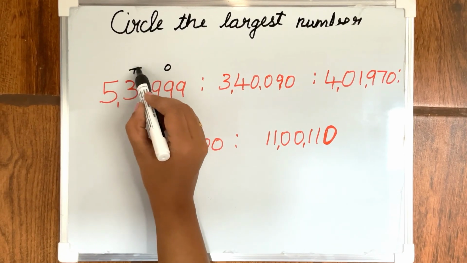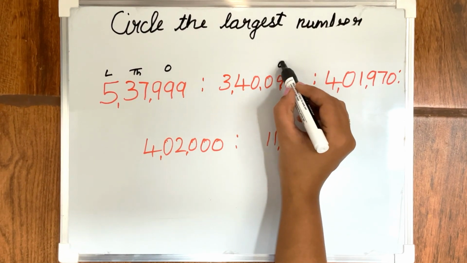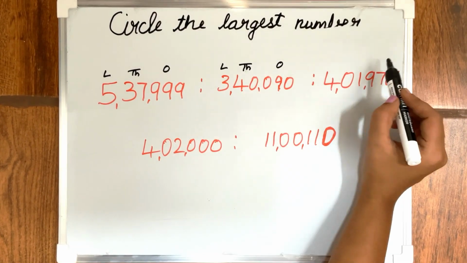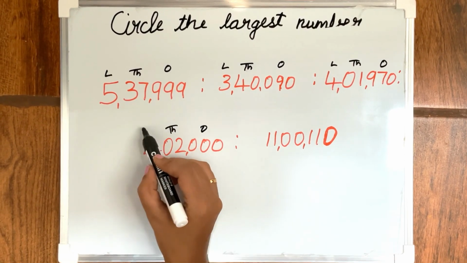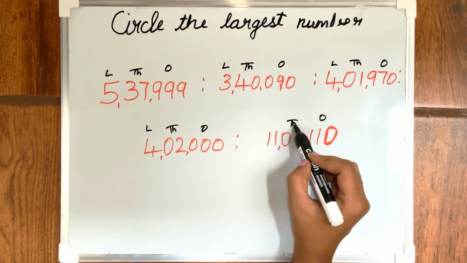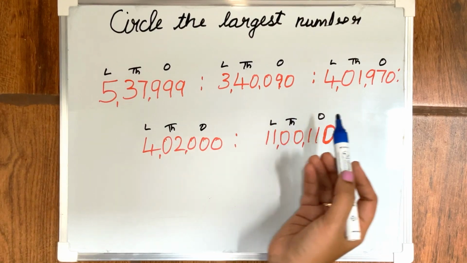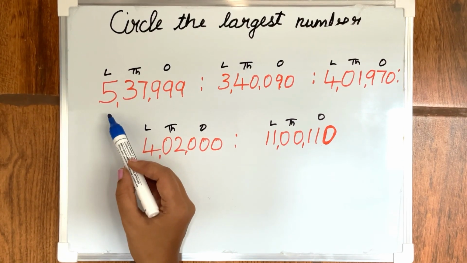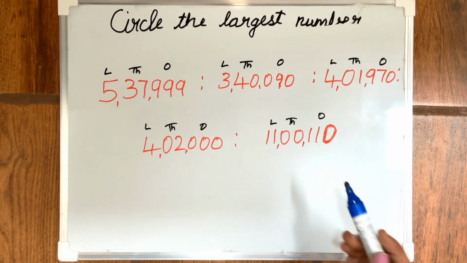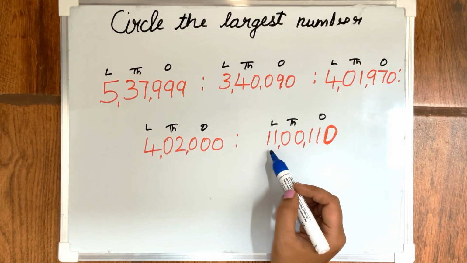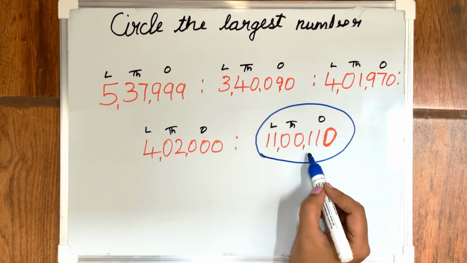So ones, thousands, lakhs. The first step is to write the periods on each number. Now start comparing between the periods. Let's start with the first number, 5, 3, 4, 4, 11. So which is the largest number? 11 is larger than all others. So here the largest number is 11 lakh 110.